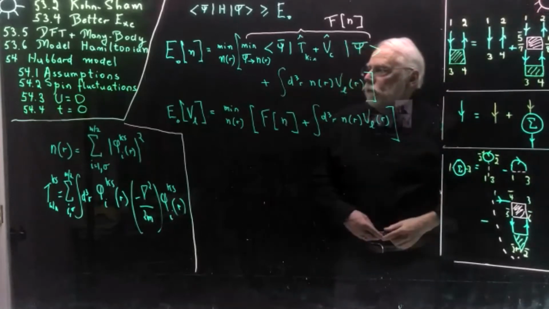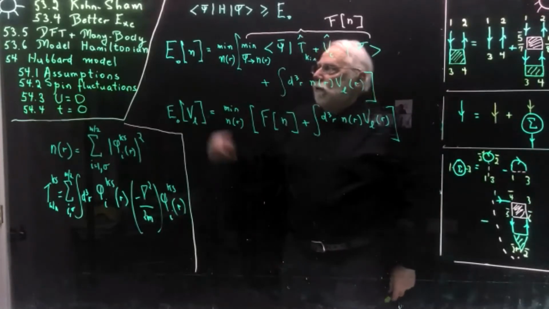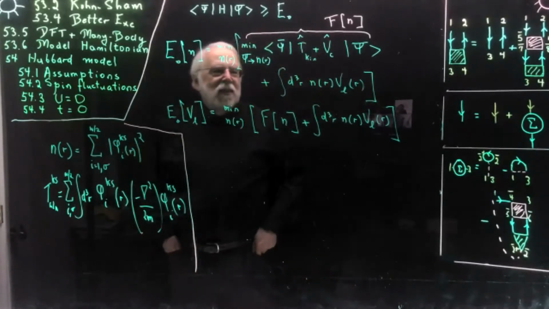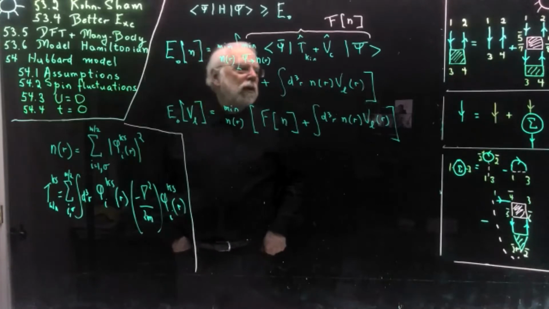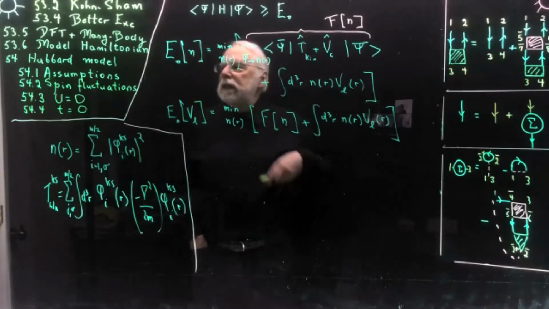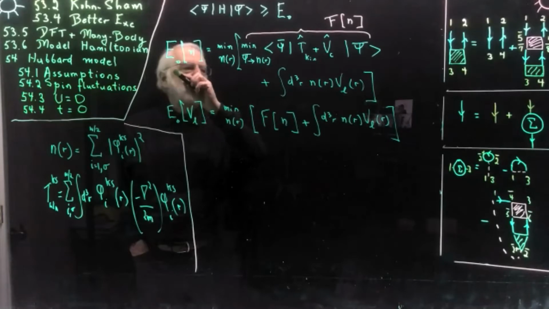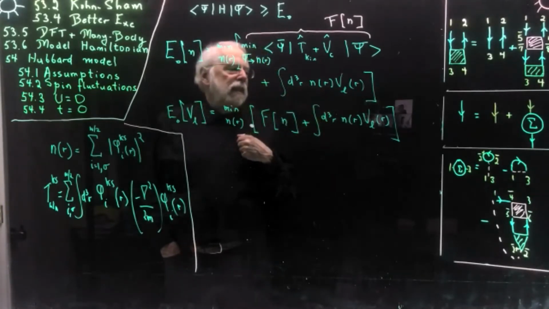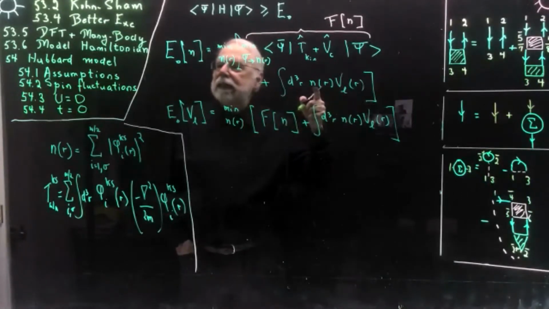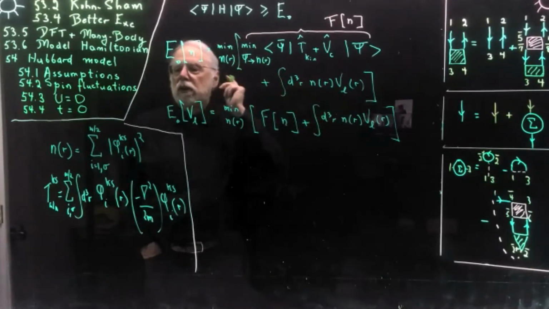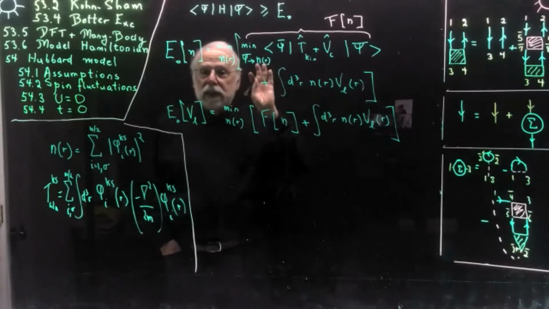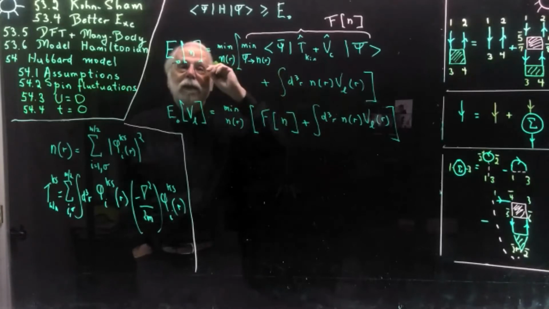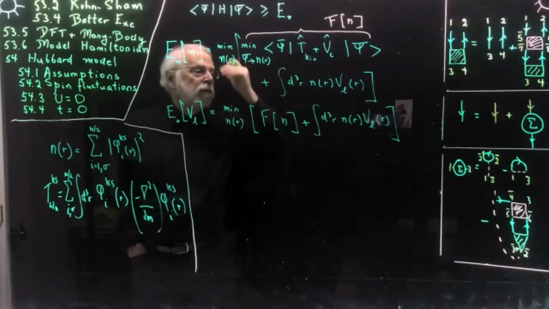So, we have a big program today. Last time we showed a very important theorem, which is basically that the energy of the ground state is a functional of the density. In other words, if you're given the single particle density, you know the ground state. And you see that's quite a remarkable achievement because it says we don't need the full wave function.